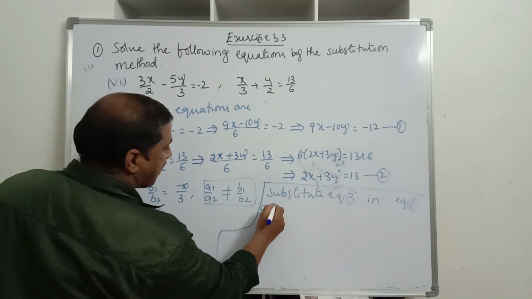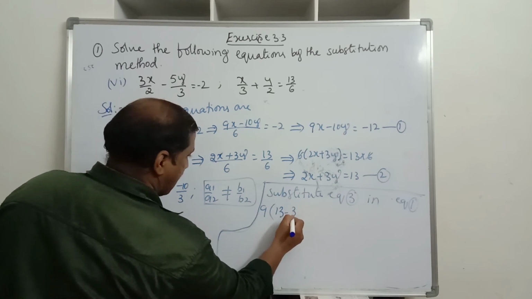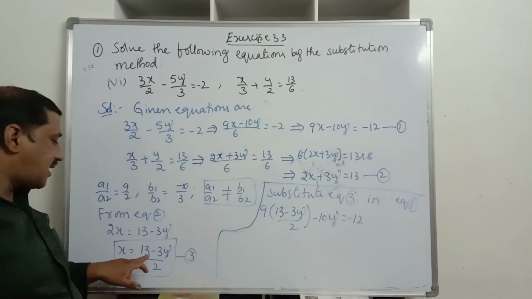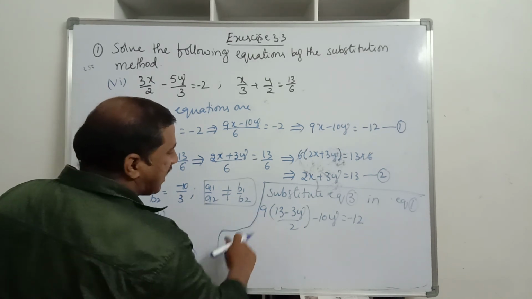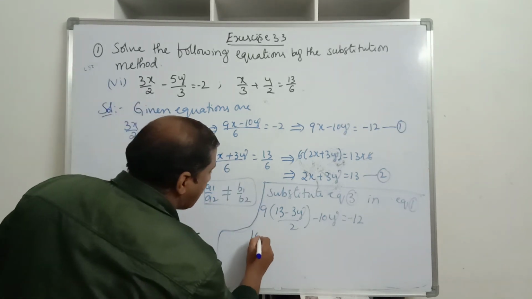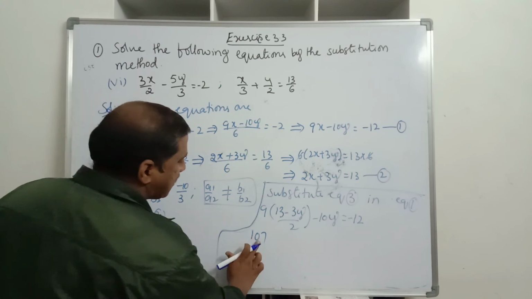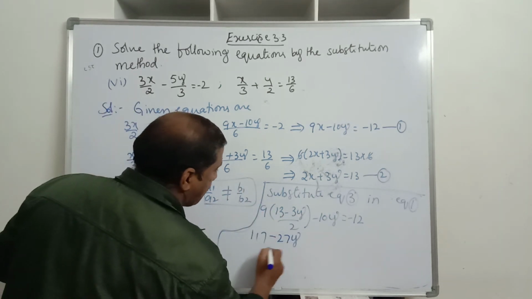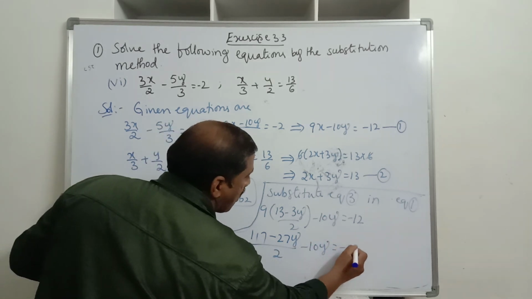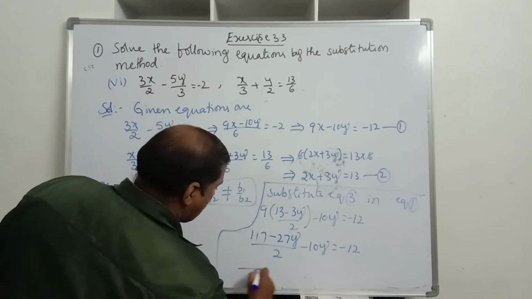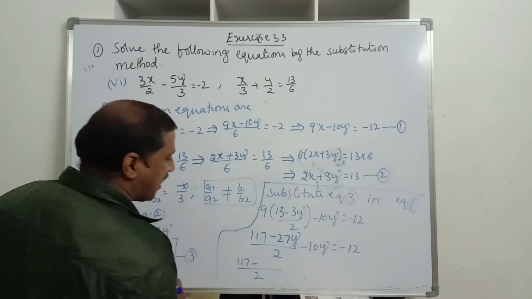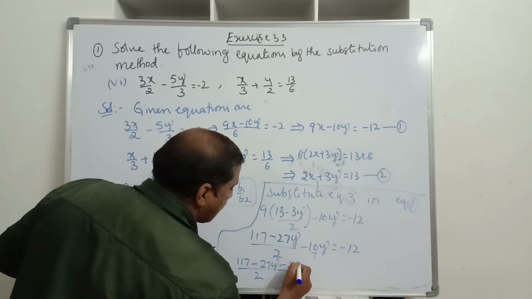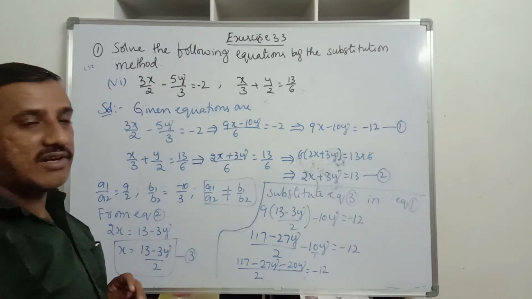So what is equation 1? It is 9x, that is 9 into x, is equal to 13 minus 3y by 2, minus 10y is equal to minus 12. So in the place of x, write 13 minus 3y by 2. Now simplify. 9 into 13, 13 nines are 117, minus 9 threes are 27, 27y by 2 minus 10y is equal to minus 12. Now you take LCM here. LCM will be 2. Therefore it is 117 minus 27y minus, here the denominator is 1, 1 2s are 2, 2 into 10 is 20, minus 20y is equal to minus 12.